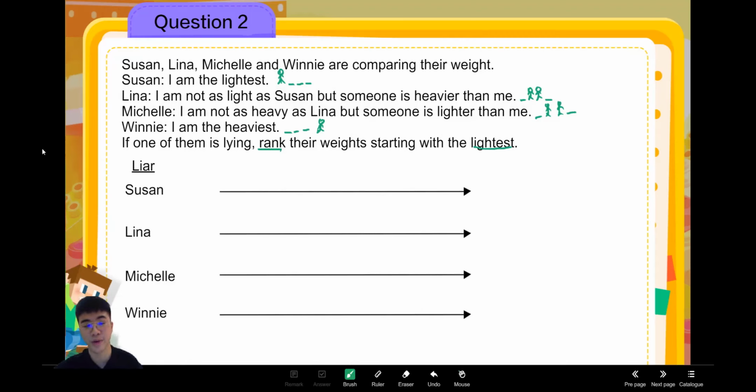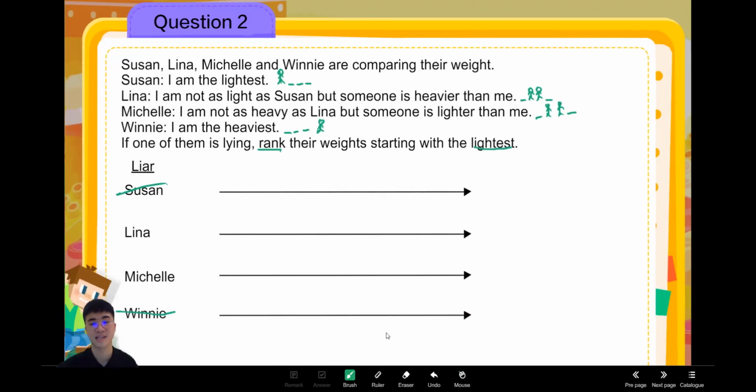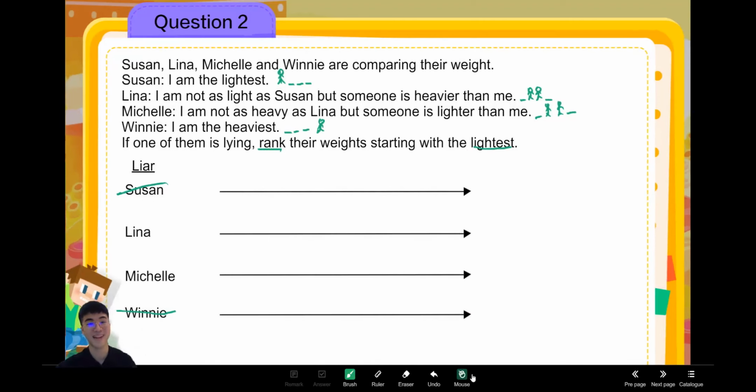Now, if Susan is lying, so start from the first one. If Susan is the liar, she's lying. Is it possible? No, it's not possible, because if she is lying, then nobody can be the lightest. Can you find out from this? Can you compare this 4 summary? So definitely Susan won't be the liar. And same goes to Winnie as well. So Winnie also couldn't be the liar, because if Winnie is lying, then no one can be the heaviest. Now there's only 2 people that we can sort it out to find out who's the liar.